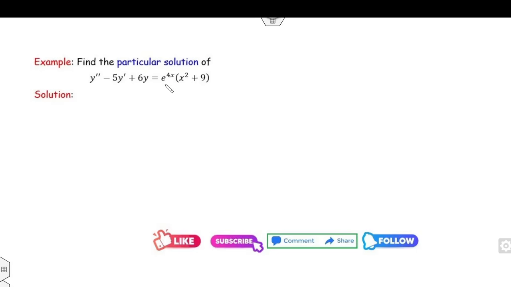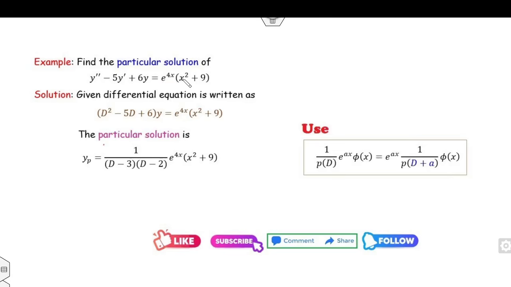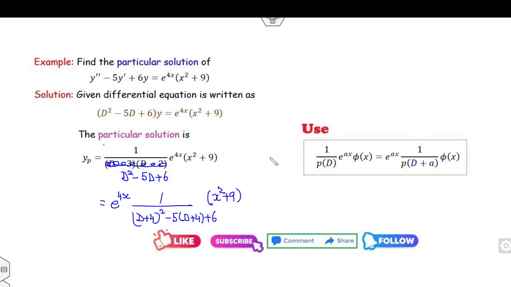Again, look at this another one. Again, it's an exponential and the product of some term. So I can find the value of y. Fine. Either you can factor them, otherwise there is no need. There is no need of the factorization. You can also write it in a similar way. I can take e raised to power 4x outside. Then it is (D plus 4) whole square minus 5 into (D plus 4) plus 6. It is my x square plus 9.